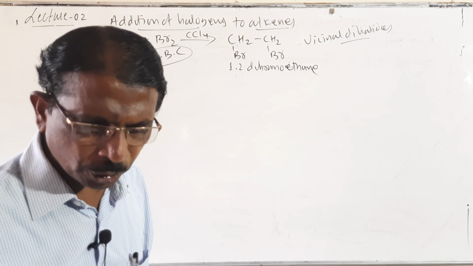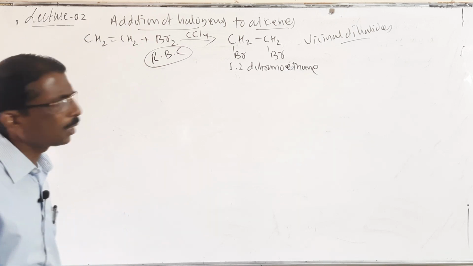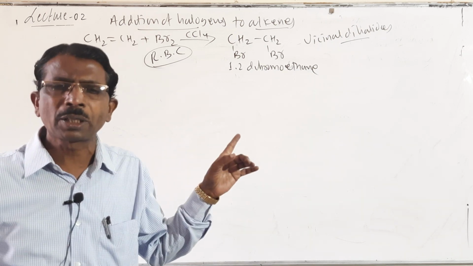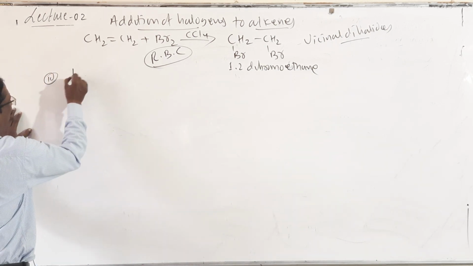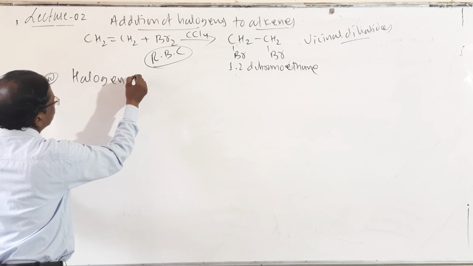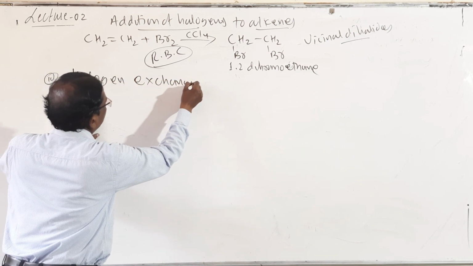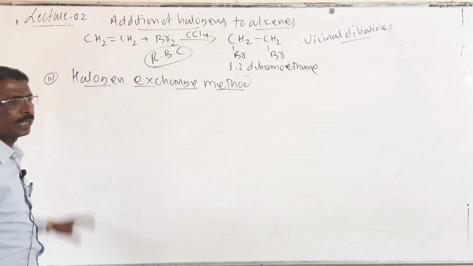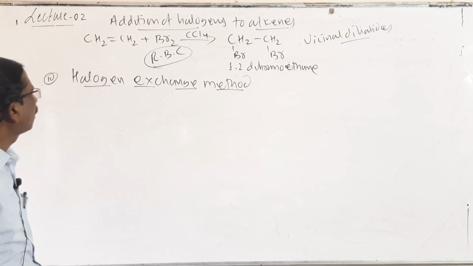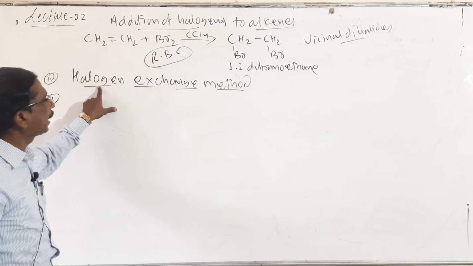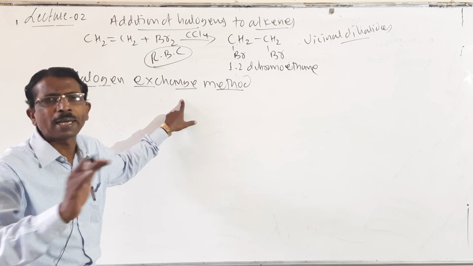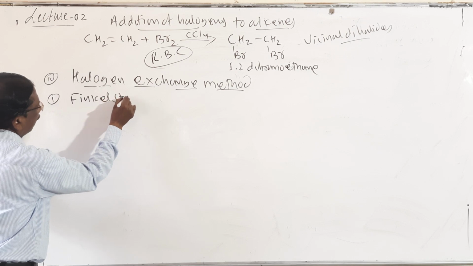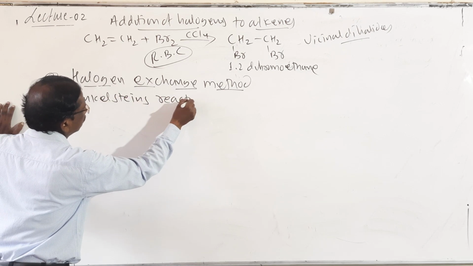So students, the next one is a very important one. They ask it often in the examination. Remember, this reaction may be asked many times. It is called the halogen exchange method. The name indicates exchanging the halogen. So the first one is Finkelstein's reaction.